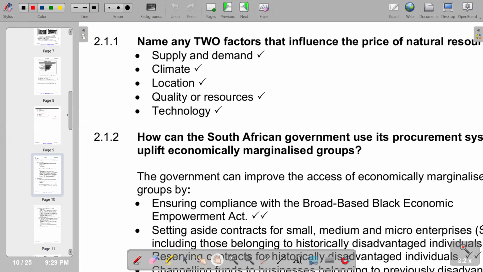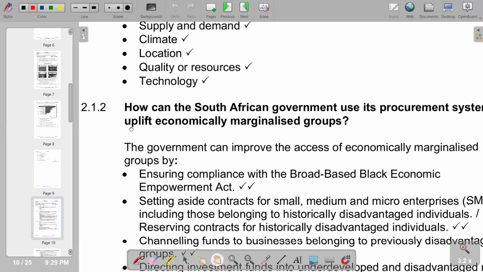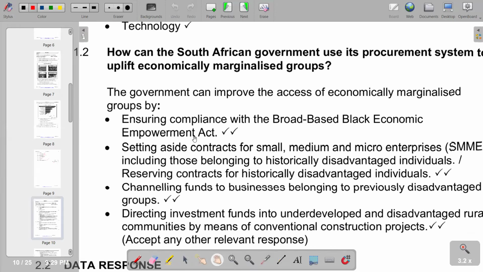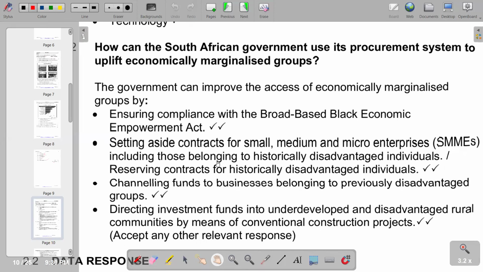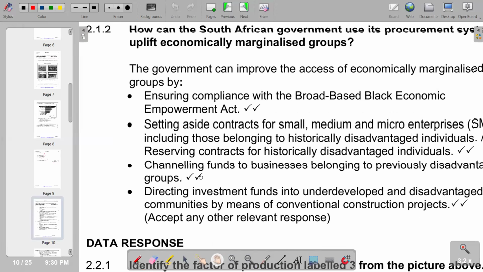Then, of course, on the next question: how can the South African government use its procurement system to uplift economically marginalized groups? So economically marginalized groups, obviously, those are the disadvantaged groups. So within that context, I would see that the government can improve the access of economically marginalized groups by ensuring compliance with the Broad-Based Black Economic Empowerment Act, and also setting aside contracts for small, medium, and micro enterprises, including those belonging to historically disadvantaged individuals, reserving contracts for historically disadvantaged individuals. And also you can look at channeling funds to businesses belonging to previously disadvantaged groups. So basically, this is what we have on this part.